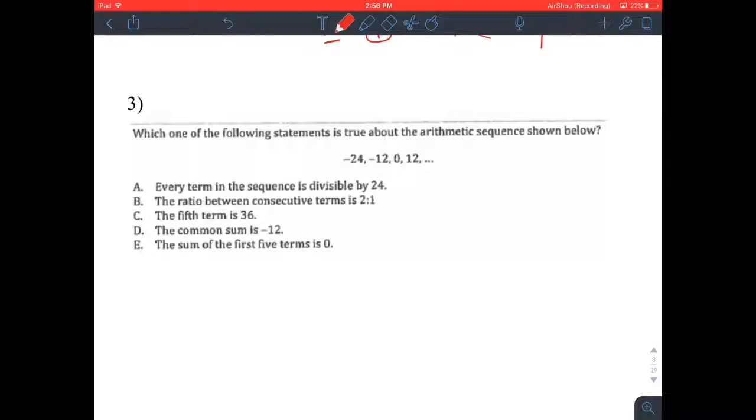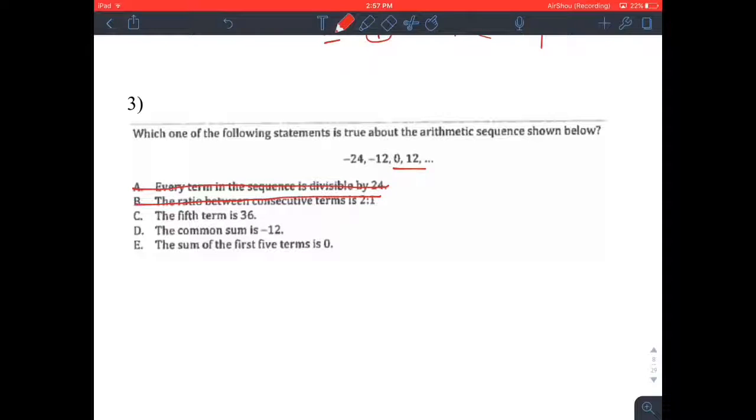Which of the following statements is true about the sequence below? Every term in the sequence is divisible by 24. That's not true for any of these. Well, it's not true for most of them. You can't divide negative 12 by 24. So that's not right. The ratio between consecutive terms is 2 to 1. That's true for the first two, but it's not true for this. 0 over 12 is not 2 to 1.